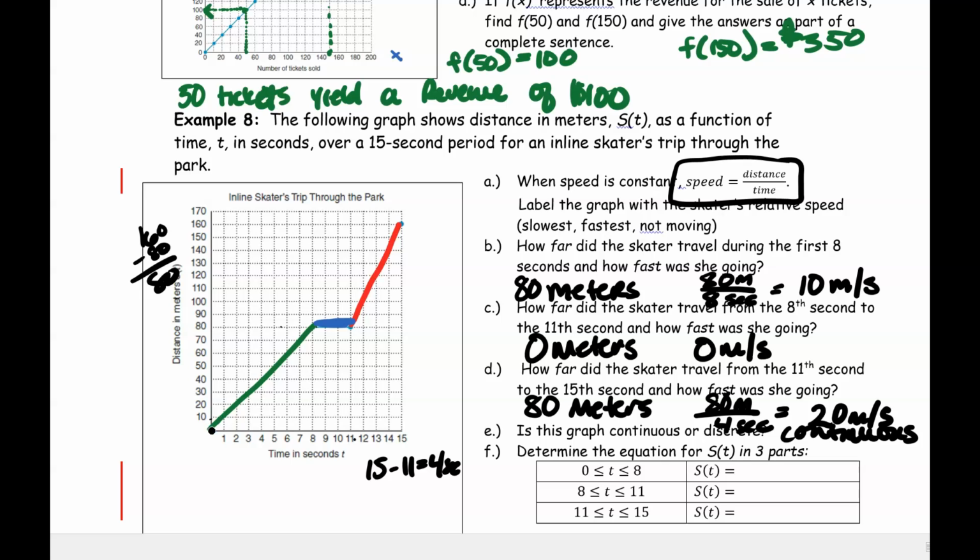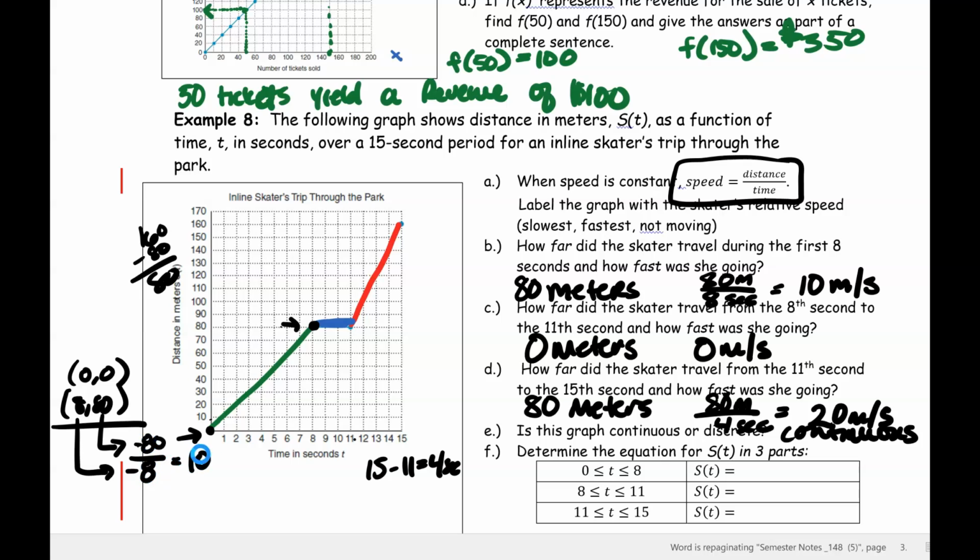Another way that you can do it, and this is nice because this will work in all of them, is you can identify 2 points. You can say (0, 0), which is here, and then this is (8, 80). And you can find the slope that way. So if you didn't want to count, you could subtract the y's. 0 minus 80 is negative 80, divided by 0 minus 8, which is negative 8. And if you divide those, you end up getting 10.